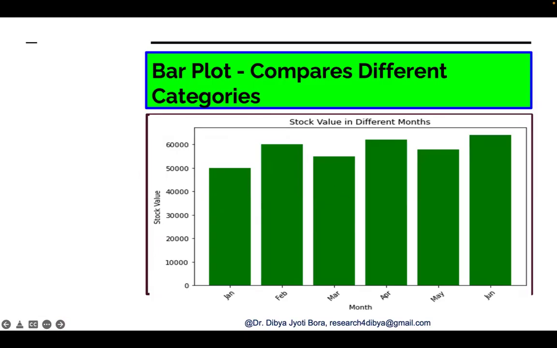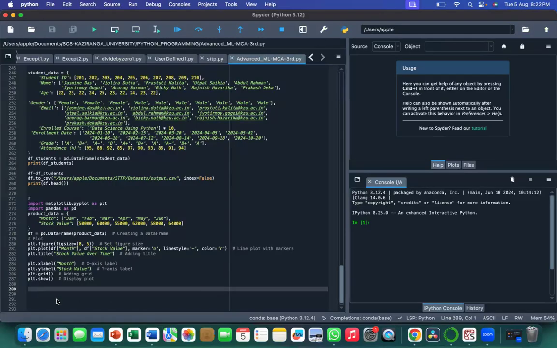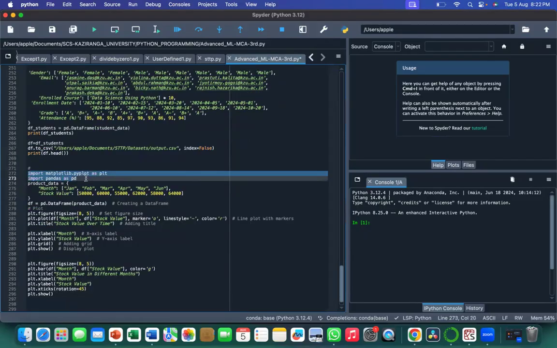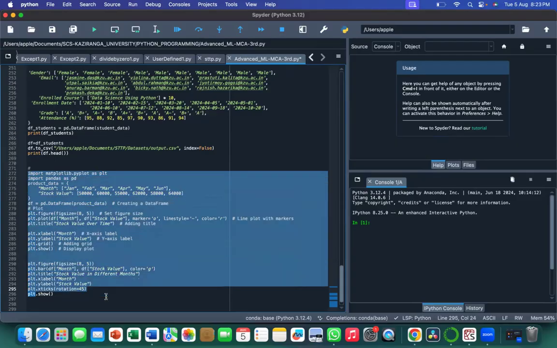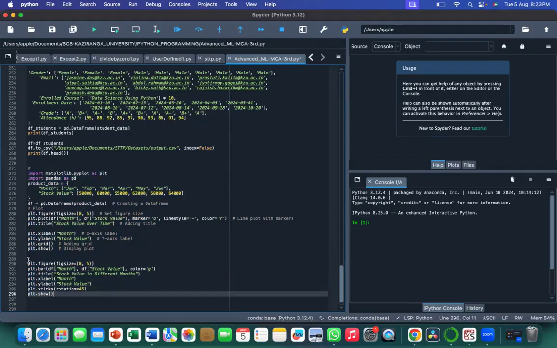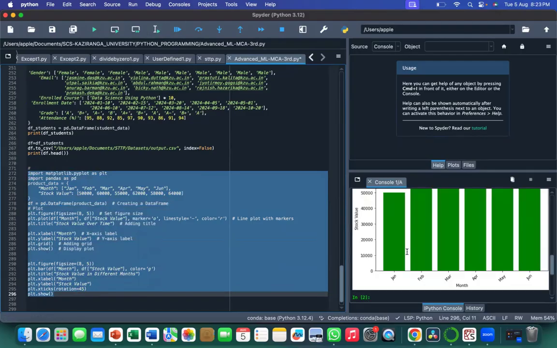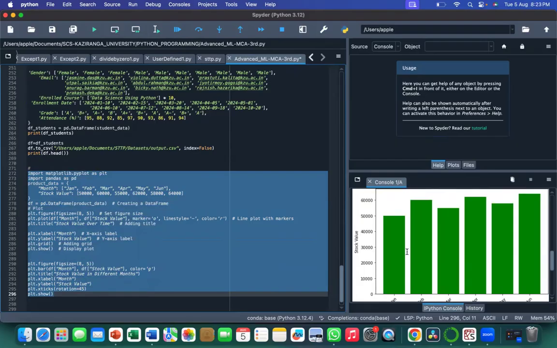Let me show you in Spyder also. Just a moment, I'm opening Spyder for you. I have opened Spyder, right? So here I'm going to write the code. We have already defined this import matplotlib.pyplot as plt. Let me run the code for you. First, importing this data, right? Then, see, this is the output we have got.